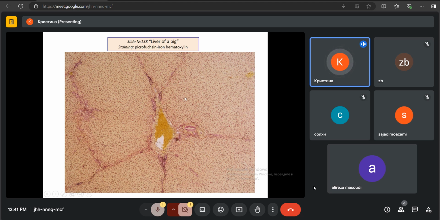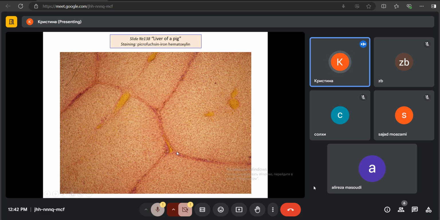So here we see the triad. The largest element of the triad is the vein, portal vein. It is filled with erythrocytes. Erythrocytes here have yellow color. This is the second element. This should be the bile duct. And here is the third element. Maybe it is the artery, but we cannot say it because of low magnification. Here we have the central vein filled with yellow erythrocytes.